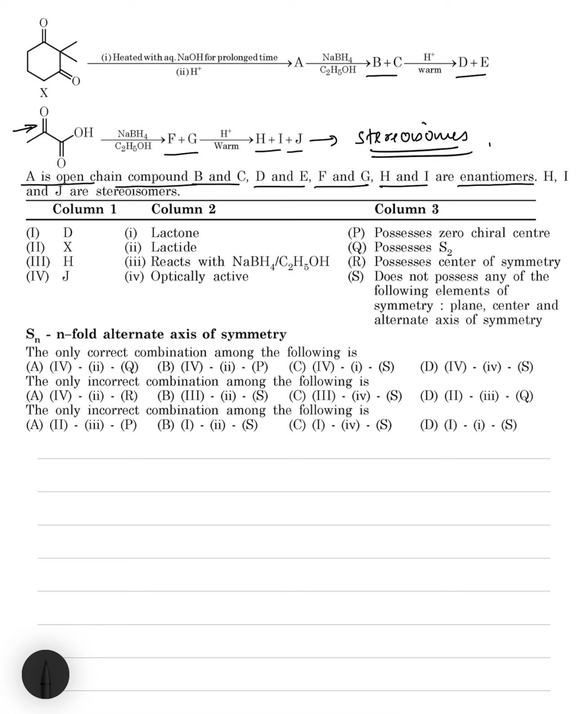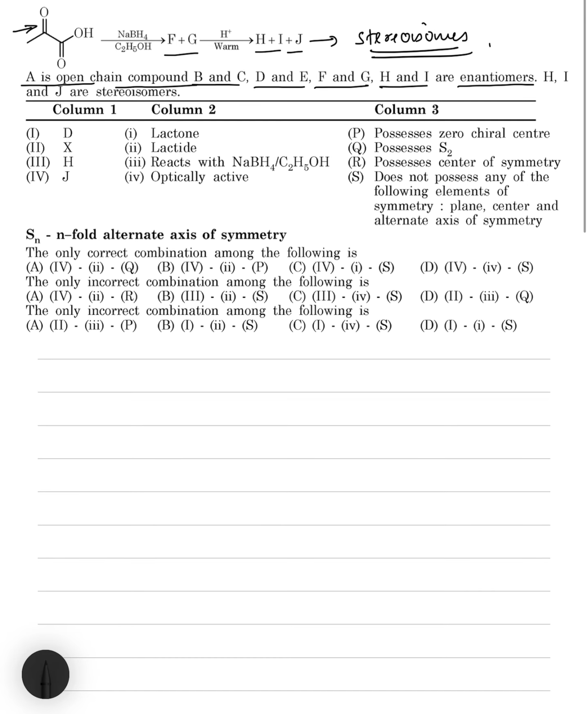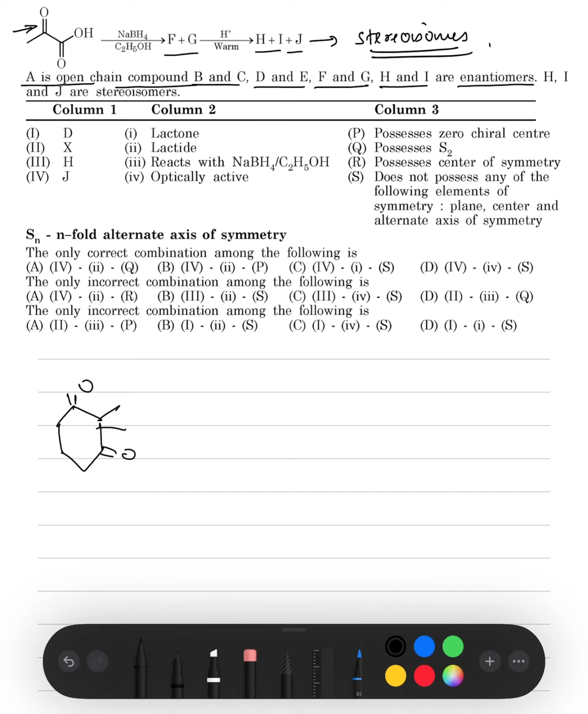So before going to the options and the questions, let's try to solve the problem first. Let's bring out the compounds formed in the reactions so that we can have a quick idea of how to match the columns. Now if you look at the question, the reactant given to us is this one, right? This is the reactant which is given to us.